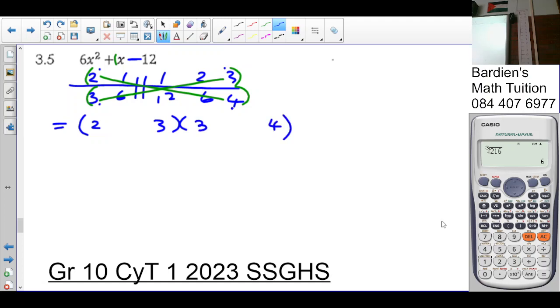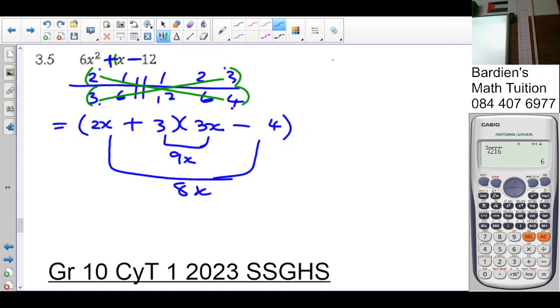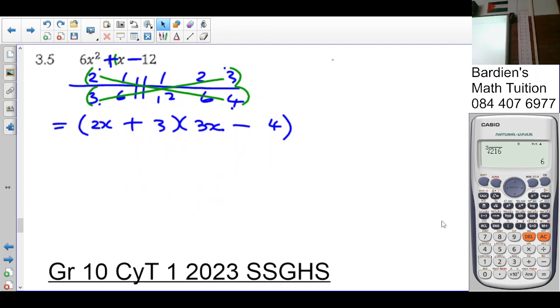So there's x squared, so the x goes there. What about our signs? One must be plus and one must be minus. The bigger product is the sign of the middle term. So of course that is 9x, that is 8x. The bigger one is going to be positive, and of course the smaller one is going to be the other, which is negative in this case.